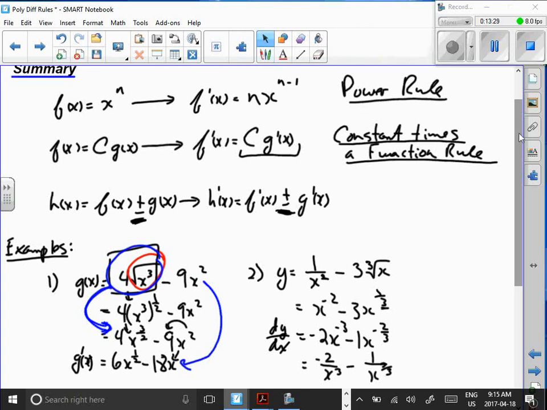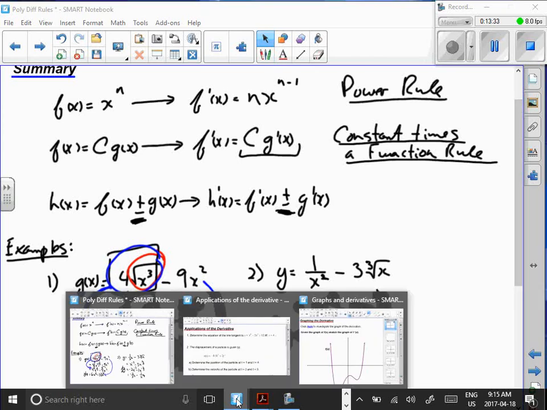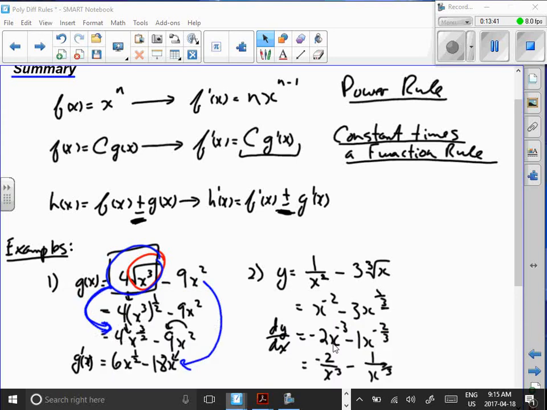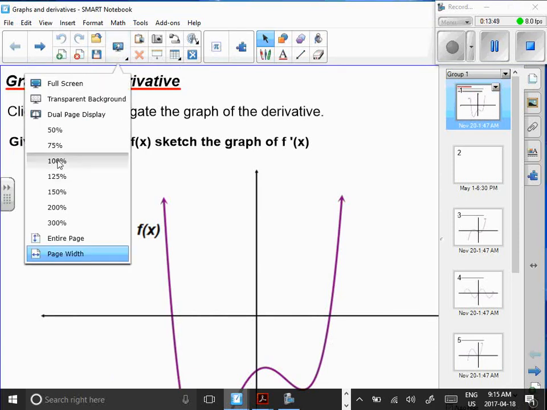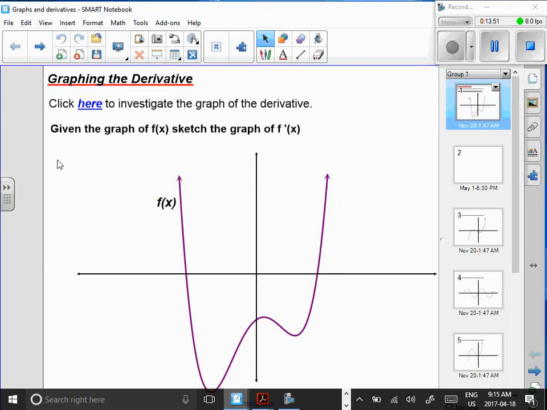Okay. So now we're going to go on to, let's do, I don't know which one. Doesn't really matter which one of these we do first. Let's go with this one. Okay, so we want to graph this function.